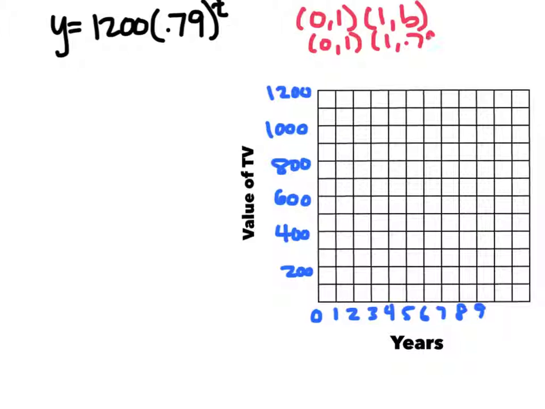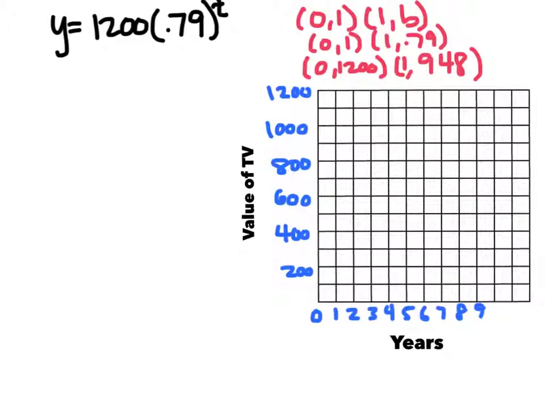And then with this number out in the front, what do you do with your y values? You multiply them by 1200. So 0, 1200, 1, and then 0.79 times 1200 is 900 something, 948. So that was a good way of getting 2 points.